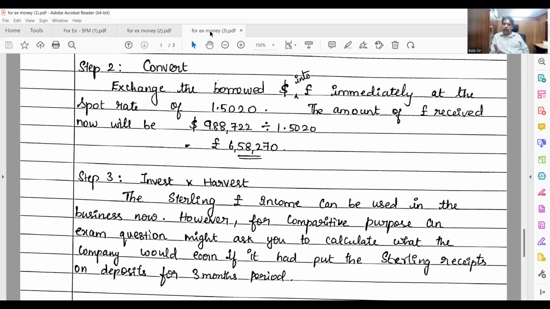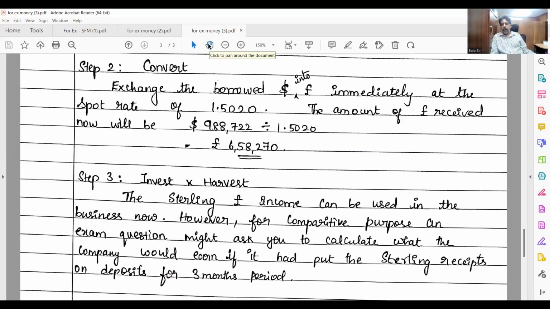That into 3 by 12. 1.273437. That is a percentage for 3 months. If you want, you can turn this into decimal, divided by 100. 0.01273437. That's it. That is the interest you will earn on the 6 lakh, how much? 8,270 pounds. You earn this much interest for 3 months.